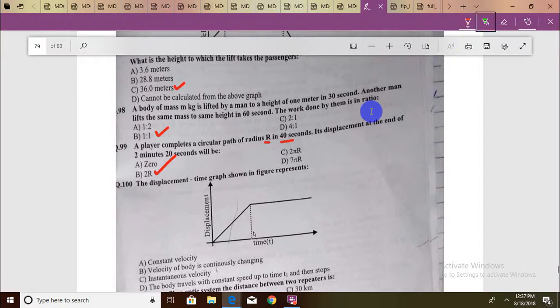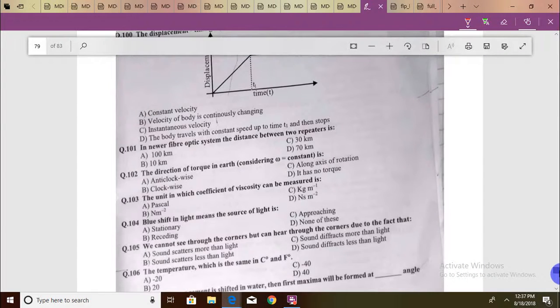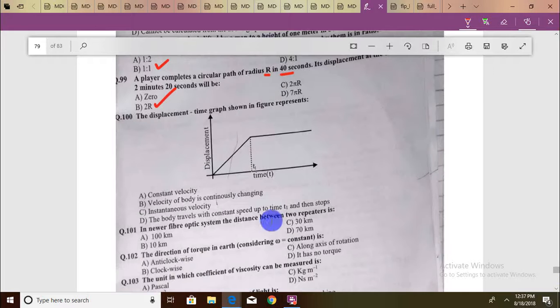The displacement time graph shown in the figure represents the displacement increasing at a constant rate. That implies that we have a constant velocity. The velocity of the body is continuously changing: false. Instantaneous velocity, likely not, because that would be for one particular instant. The body travels with constant speed up to time t1, then stops. Yes, zero displacement implies there is zero velocity. There isn't any movement at all.